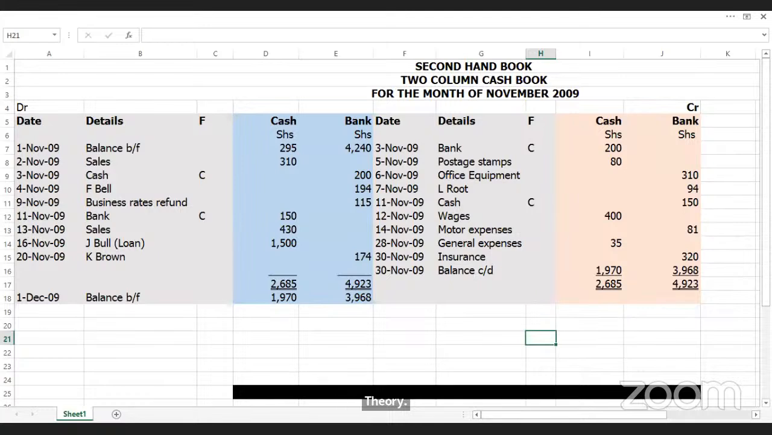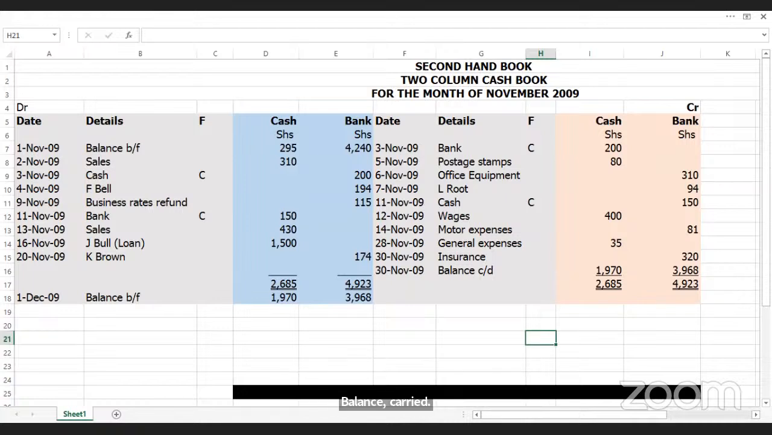There is a question on YouTube from Samuel Angura. He asks for some highlights on the balance carried down and the balance carried forward. Yes, Samuel. Balance carried down and balance carried forward, they are the same. You can either say balance carried down or balance carried forward.